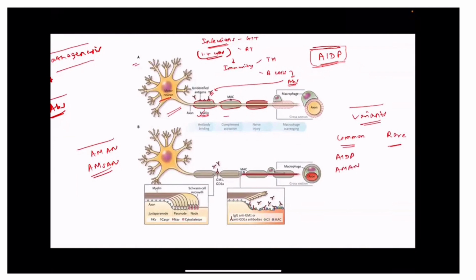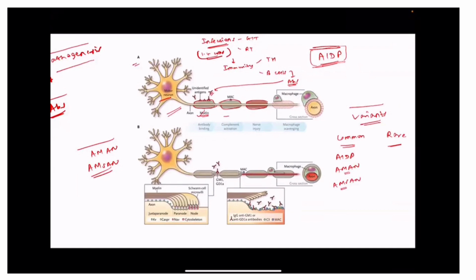What does AMAN stand for? Acute motor axonal neuropathy. What does AMSAN stand for? Acute motor sensory axonal neuropathy. Simple meaning: motor axonal, it mainly affects your motor neurons. Motor sensory, it affects both your neurons.